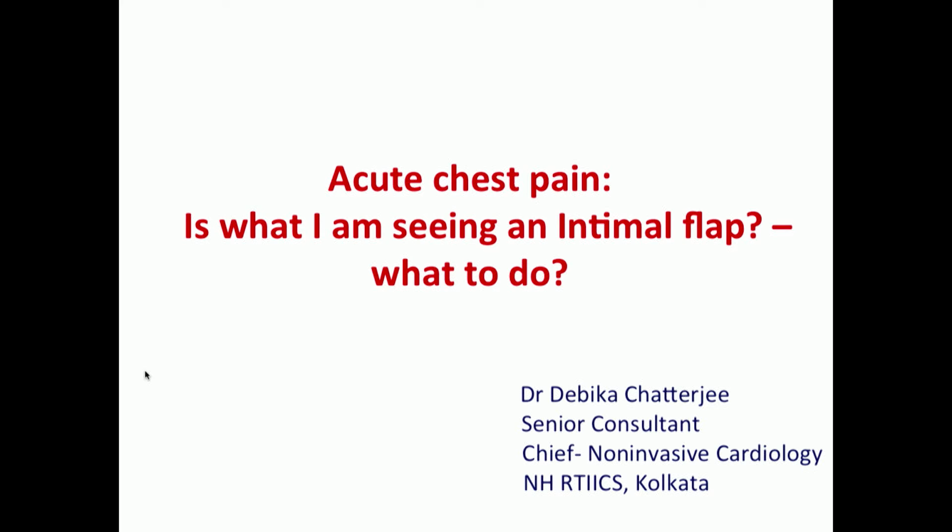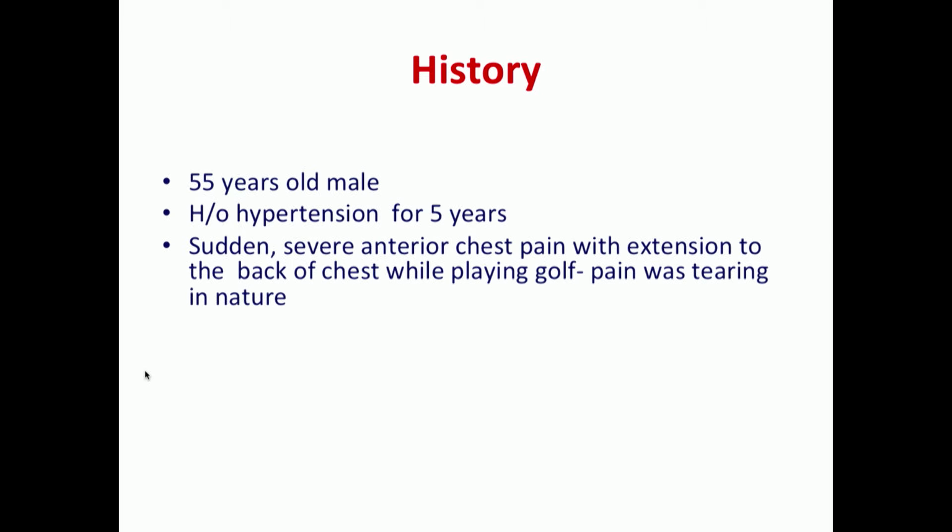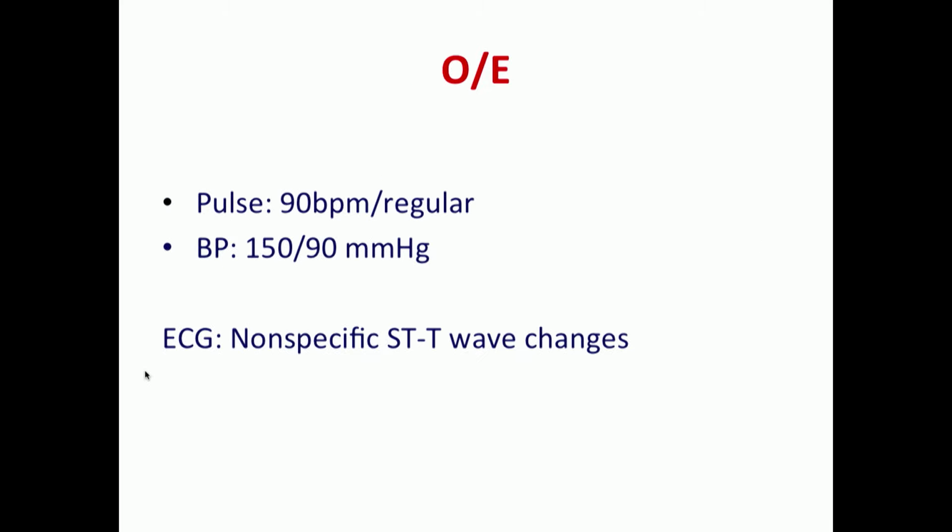What to do next? So my patient is a 55-year-old male with past history of hypertension for the last 5 years, came to us with sudden severe anterior chest pain with extension to the back of the chest while playing golf. Pain was tearing in nature. On examination, we found pulse 90 beats per minute regular, BP was 150 by 90 millimeters of mercury. He was quite stable. ECG showed non-specific ST-T changes.